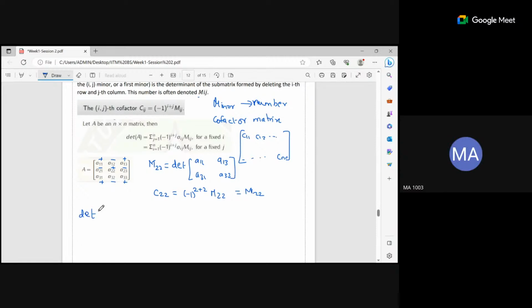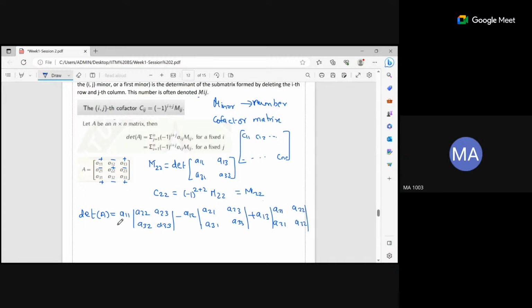So let's write the determinant of A, the formula which we already know. What is the formula? A11 times the determinant of A22, A23, A32, A33, minus A12 times the determinant of A21, A23, A31, A33, and then plus A13 times the determinant of A21, A22, A31, A32. This is how we usually calculate the determinant.